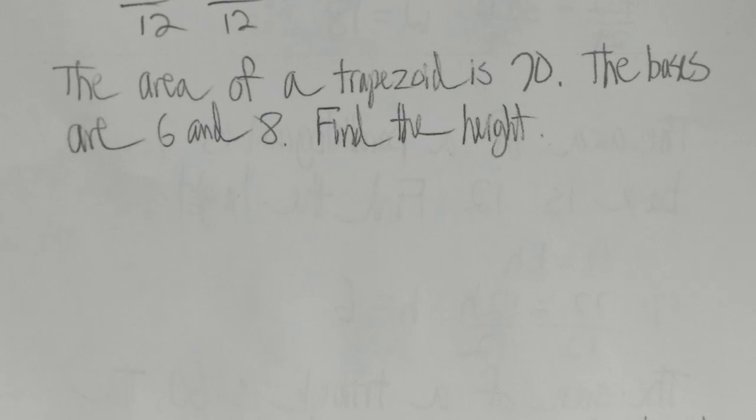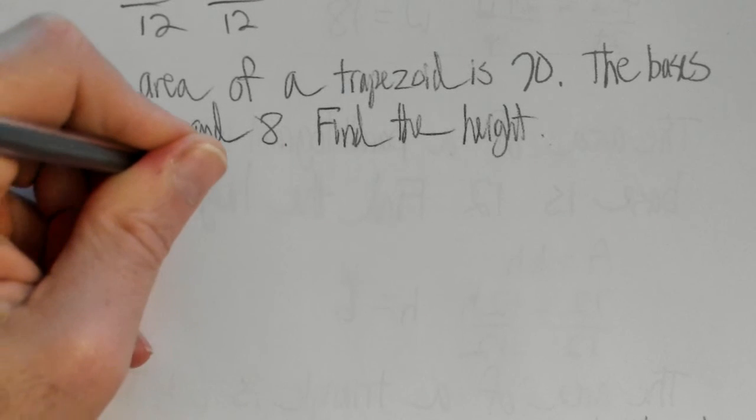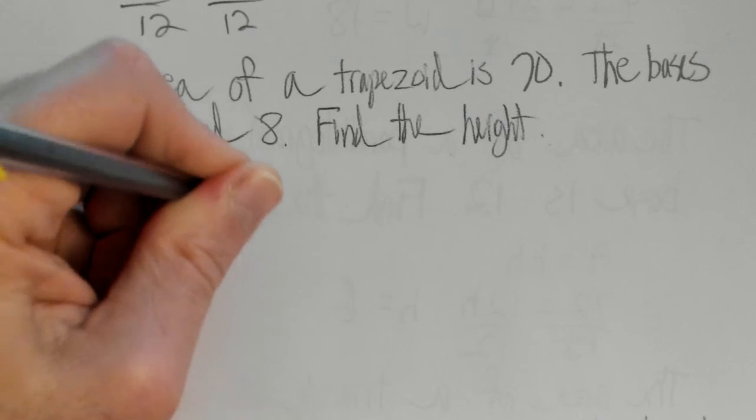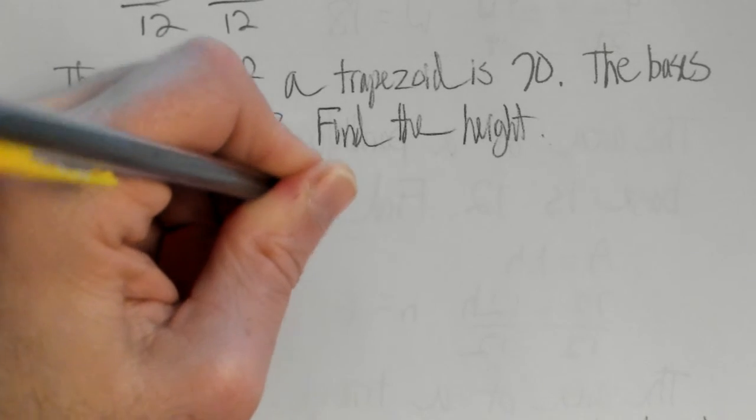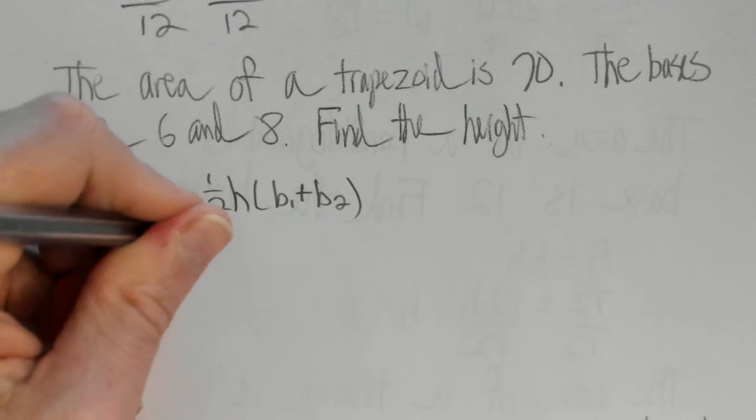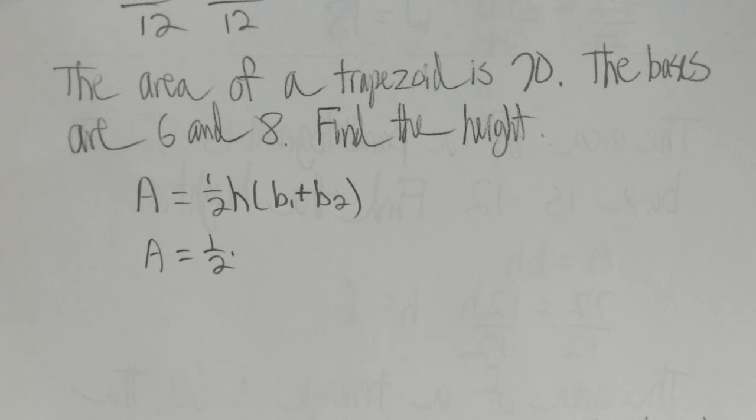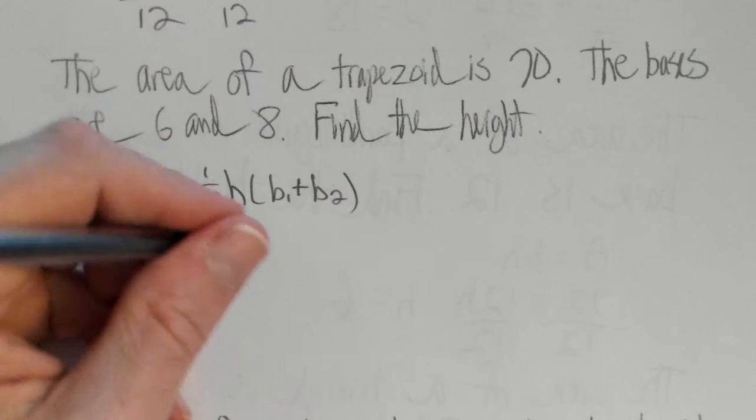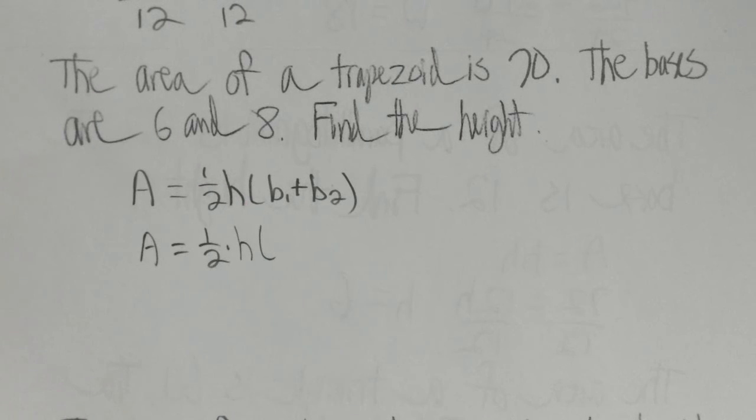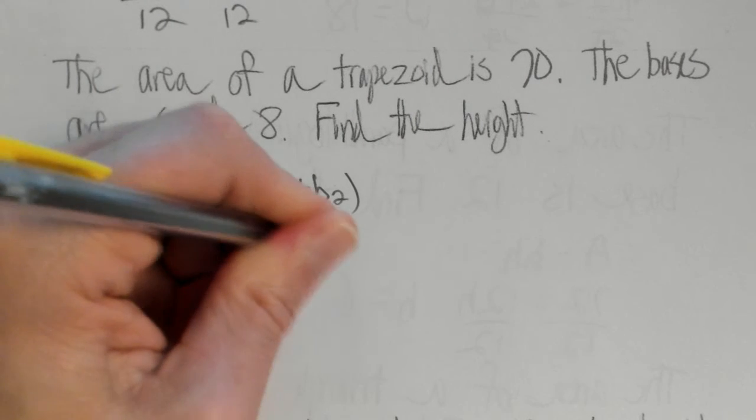It says the area of a trapezoid is 70. The bases are 6 and 8. Find the height. So again, we need to write down the formula for area of a trapezoid. Area equals 1/2 the height, open parentheses, base 1 plus base 2. Okay, so let's see if they give us the height here. They don't, so it will stay as an h. The bases they give me, though, 6 and 8, so that'll be 6 plus 8.